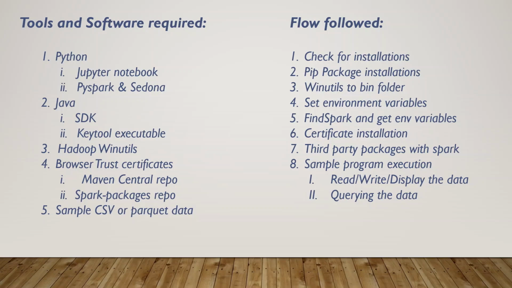The other one is the certificates that we have to install from the browser, and for the purpose of demonstration, I have created a sample CSV file. If you already have any kind of Parquet data, then you can directly use the Parquet data instead of reading the CSV. So these are the steps that I'm going to follow throughout the video. We are going to check for the installations, and if there are none, we are going to do some pip package installations. We are going to download the certificates and then WinUtils and put it in the bin folder. Then we check the Spark environment variables and do a sample program execution.